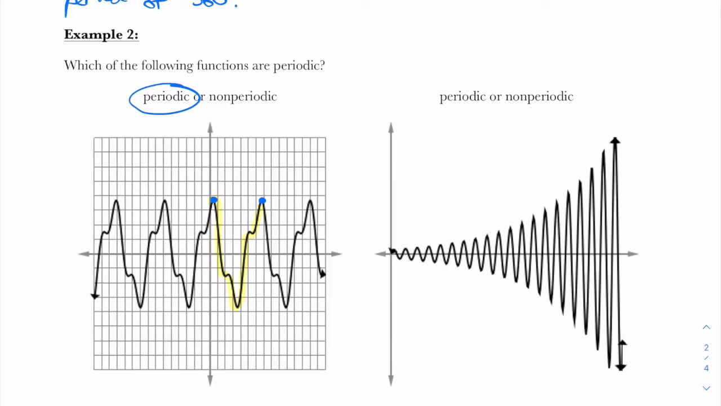If you look at the graph in the picture to the right, it appears to be periodic, but notice that we don't get the exact same pattern repeating. It kind of looks like a sine function, but do you see how the peak keeps getting higher and higher? So therefore, it's actually non-periodic. In order for it to be periodic, the exact same shape would have to repeat over and over.